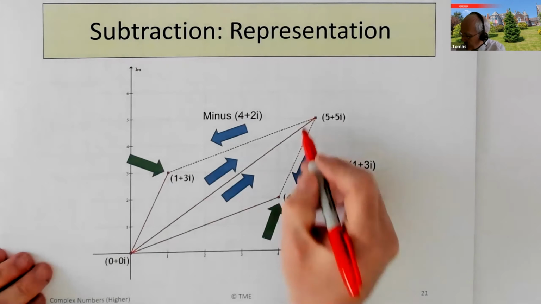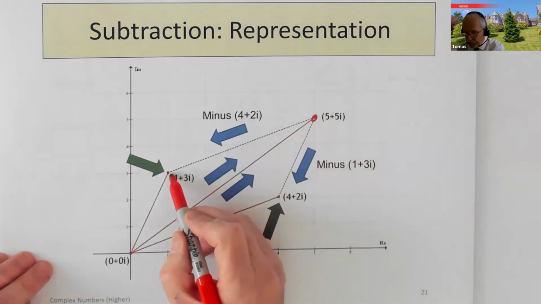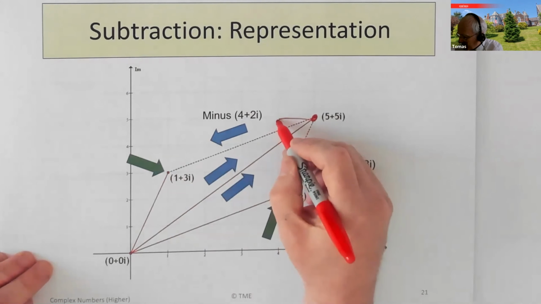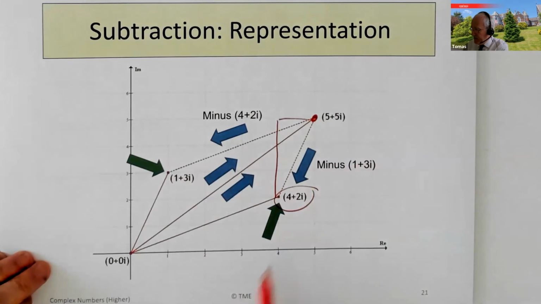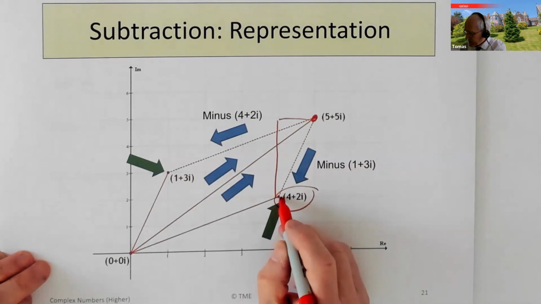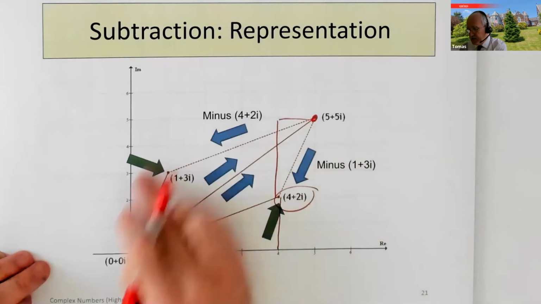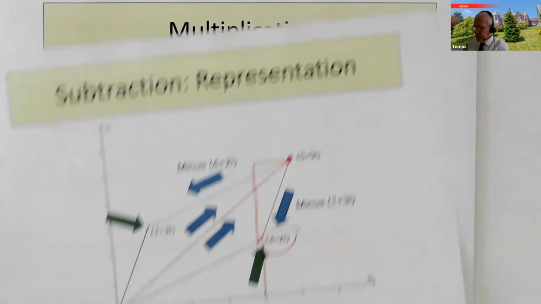So here we've got 5 plus 5i out here, and if we subtract 1 plus 3i from it, we'll take away 1, we'll take away 3i, and we end up here. And if we subtract 4 plus 2i from that, the 2i brings us down, and the 4 brings us across. And again, it's just subtracting. We can subtract, or we could have started going back this way or whatever.